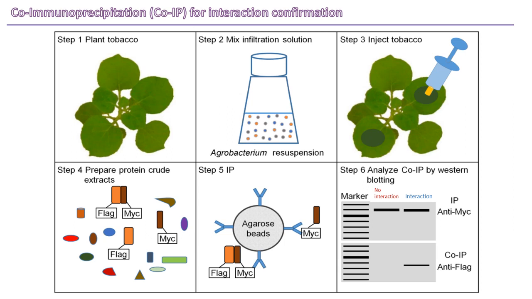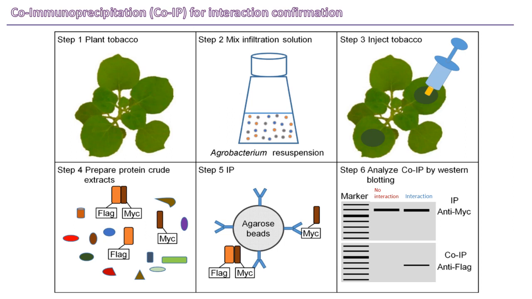First, we need to prepare the tobacco and also the agrobacteria containing our gene of interest. And step 2, we need to mix the bacterial solution containing two constructs, and we inject that solution in the tobacco to do the transient expression. Step 4, we need to extract the protein, and for example here there are two proteins fused with two different tags, the FLAG tag and the MYC tag.